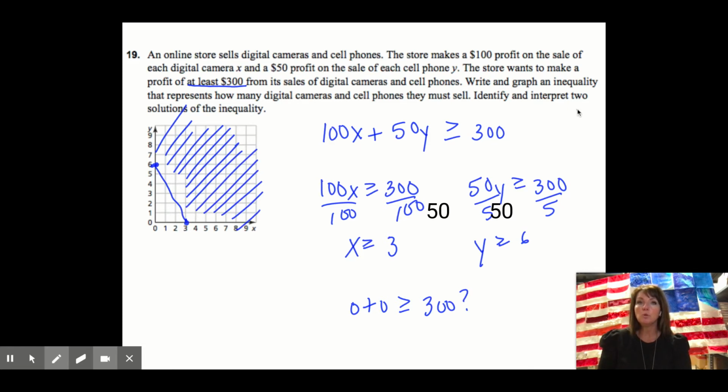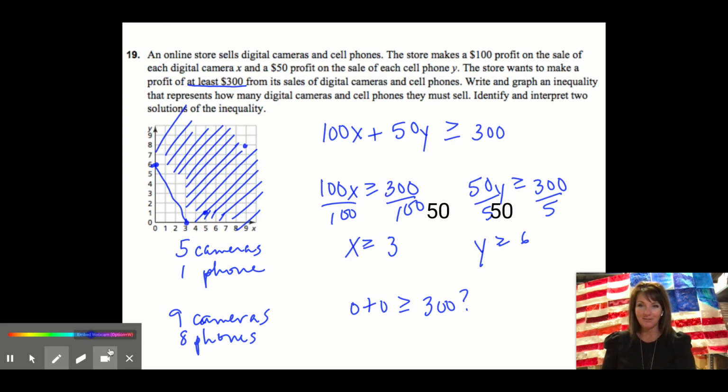Then they want me to come up with two other possible combinations. Well, that could be anything, right? I could be over here. I could be at this point and say that I had 5 cameras and 1 phone, right? I could be way over here and I could say that's 9 cameras and 8 phones. So you just pull out other points that would also satisfy this situation. And that concludes the video.